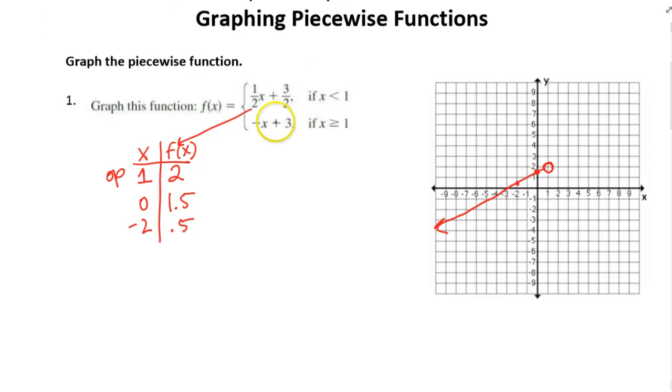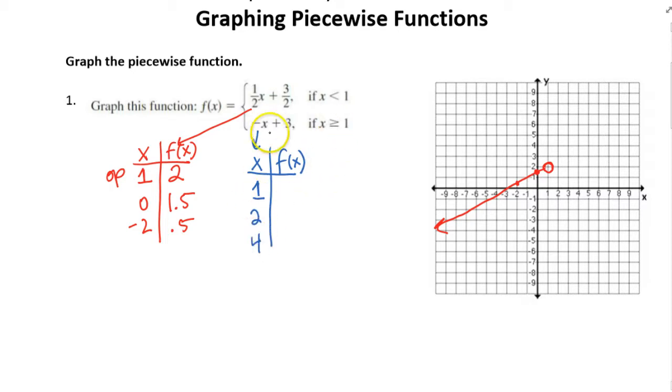I'll switch to a different color. So for this one, we have x, and we have f of x, which is your y, essentially. And it says greater than or equal to 1. So we'll put the 1 here. What's bigger than a 1? Well, I think 2 is bigger than a 1. What about 4? 4 is bigger than a 1.